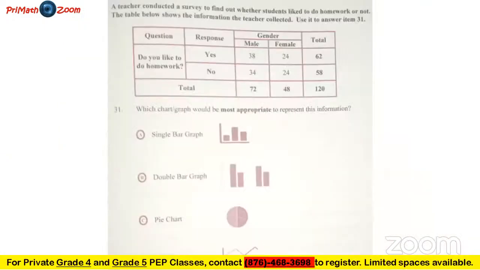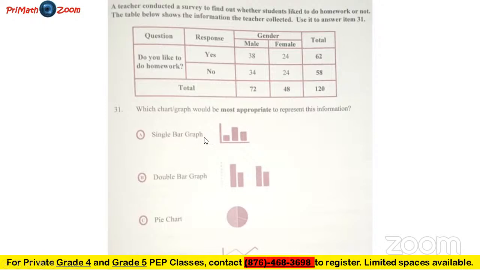All right. A teacher conducted a survey to find out whether students like to do homework or not. The table below shows the information the teacher collected. Use it to answer this question. So the question, do you like to do homework? The response, yes, no. She's collecting this data, whether yes or no, from both male and female. Which chart or graph would be most appropriate to represent this information?